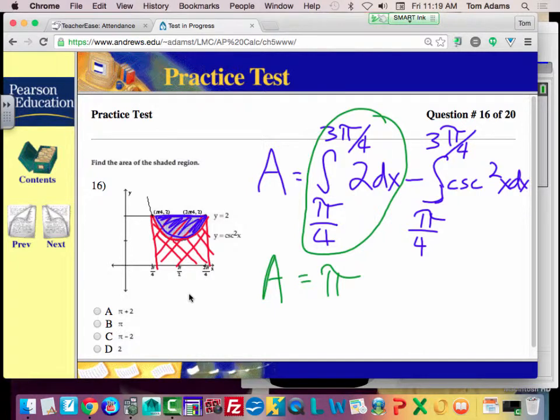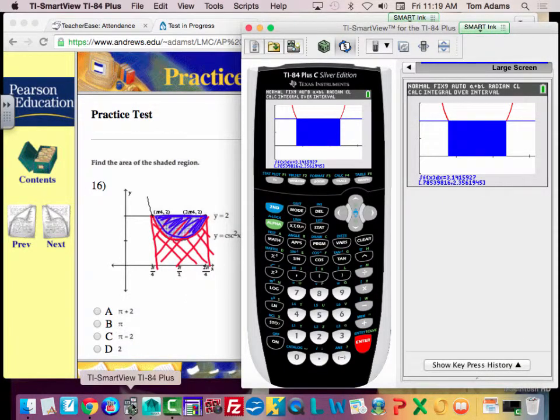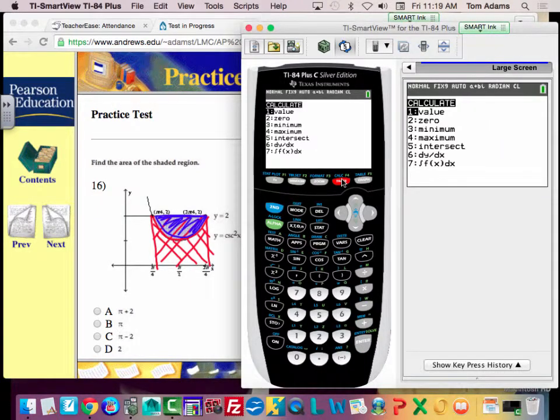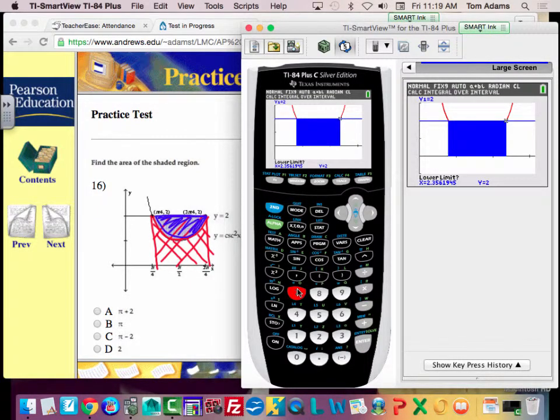And now I'm going to come back and find the area under the curve of my second equation. So now that I'm in this thing, if I hit down, see how it changes to y sub 2? So I'm going to do the same lower limit, pi divided by 4. And hit enter, and then my upper limit is going to be 3 times pi divided by 4. All right, and I'm going to hit enter.